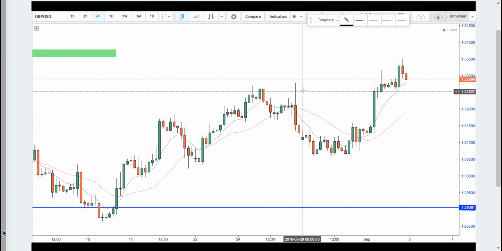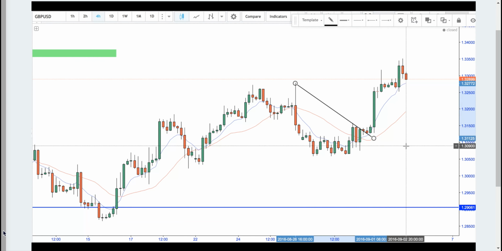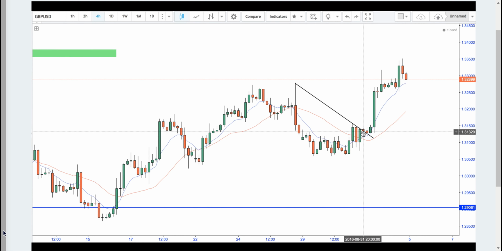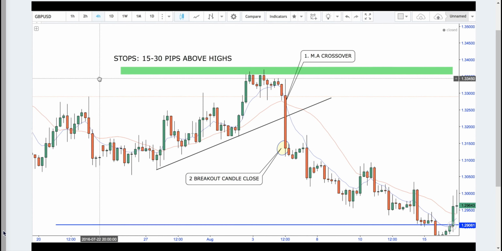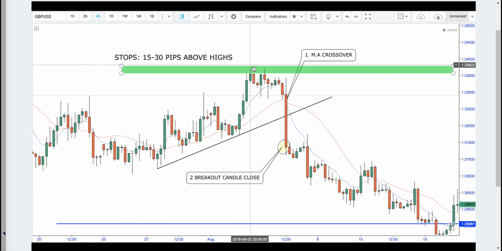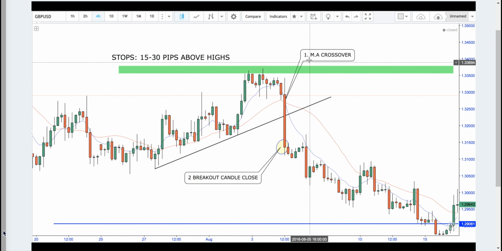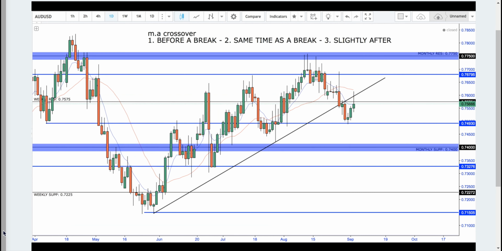So even if you went a little bit deeper into this, it's a counter trend line move there, got the crossover and a little breakout here, nice stop tight above the last high or low in this formation. We'll get into that in the next video. But generally speaking, we're looking at stops 15 to 30 pips above the highs or lows, looking out for the moving average crossover and then the breakout close as well. So there's two ways we can do this.